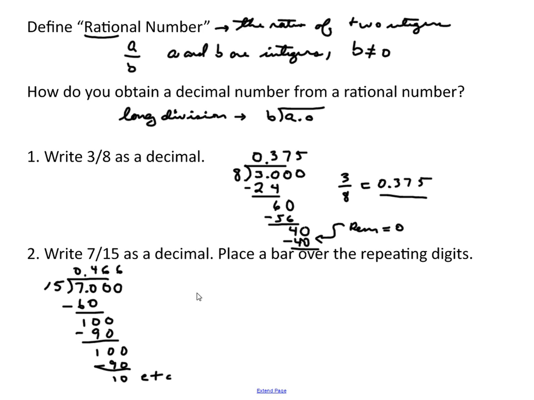So we would write 7/15 as 0.466, and so on. But rather than having to write so many 6's over and over again, the typical notation is to write a bar over the repeating digit. So 0.46 with the bar over the 6 because the 6 is going to be repeating, and this is our decimal form of 7/15.